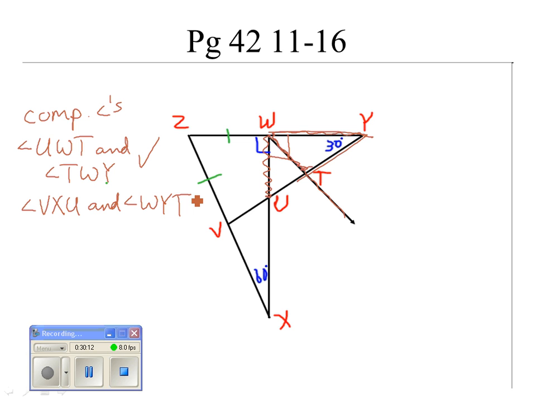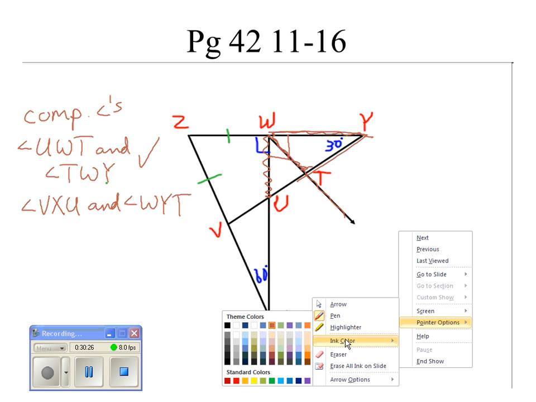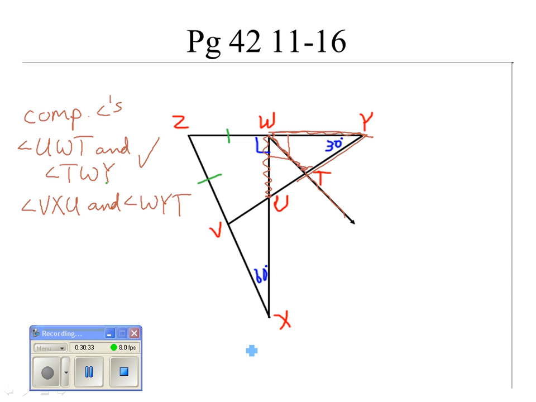Let's change my pen color here. Let's do a blue one. Somebody's going to come up and grab a pen. We want to find two vertical angles. So take a second, look in the picture. We want two vertical angles.